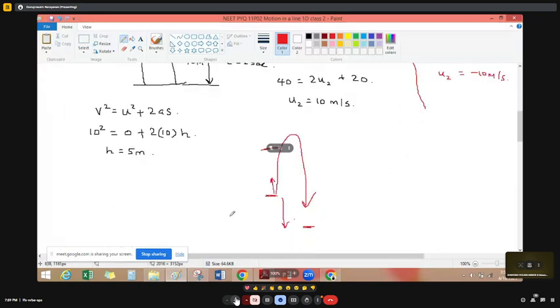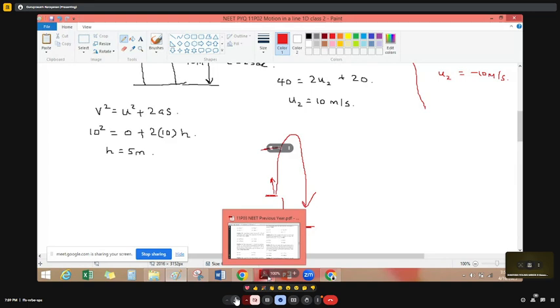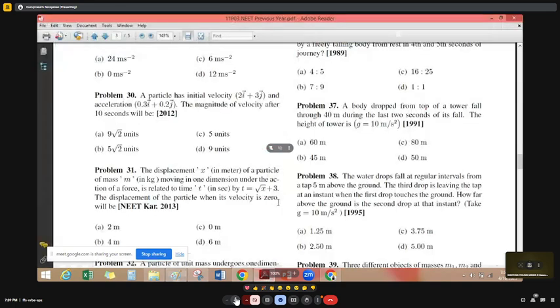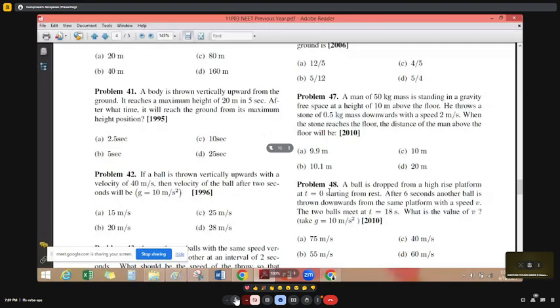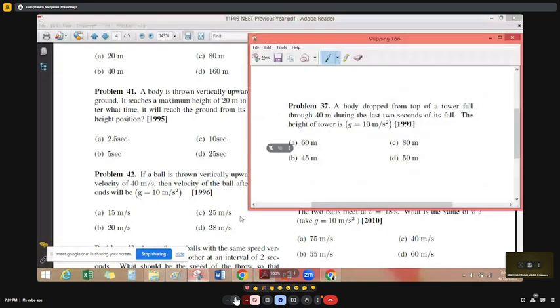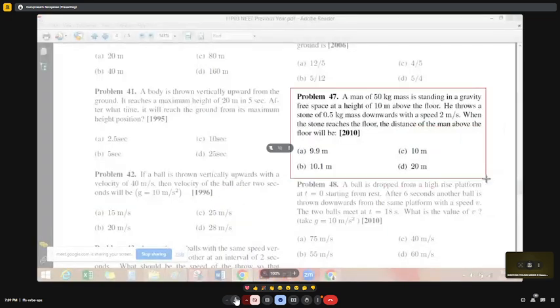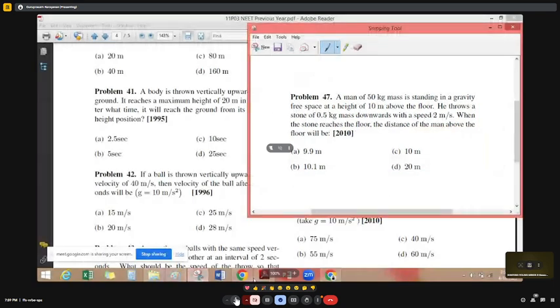Okay, any other doubt? Any other doubt? Sir, 47 is the problem. 47. We have already discussed this. Maybe you were not there, but in some other way I discussed this. I can show you where it is.